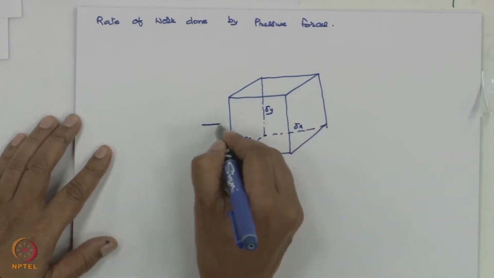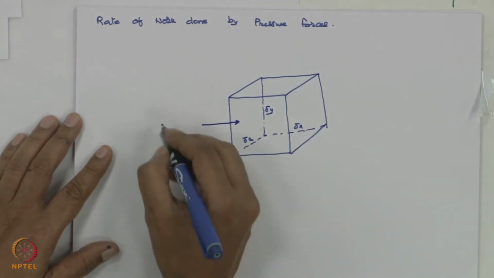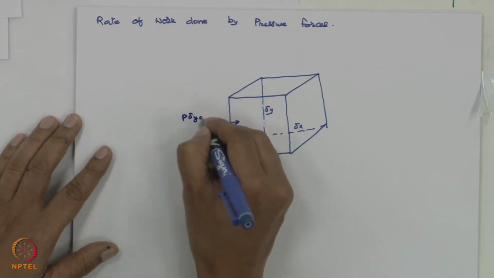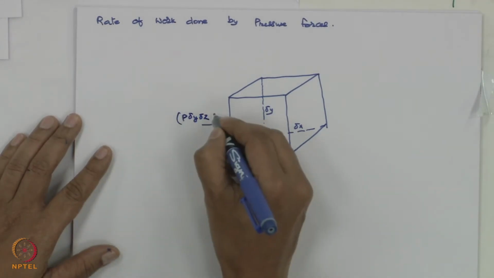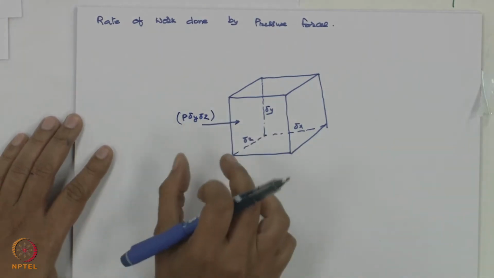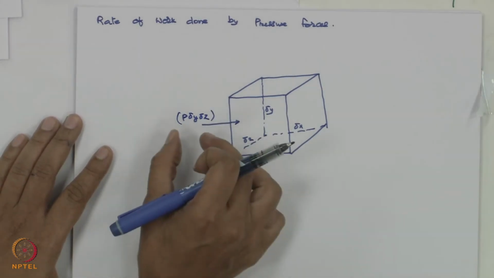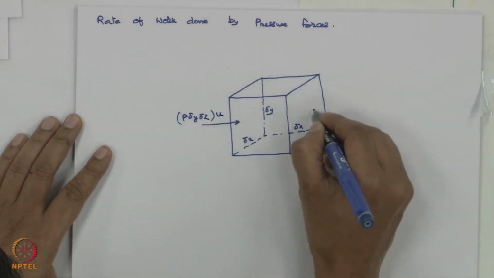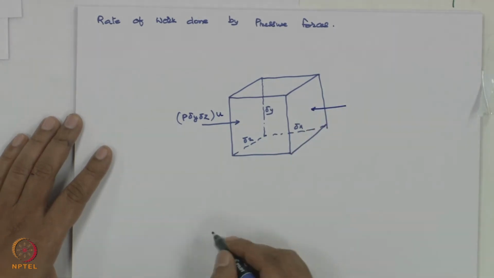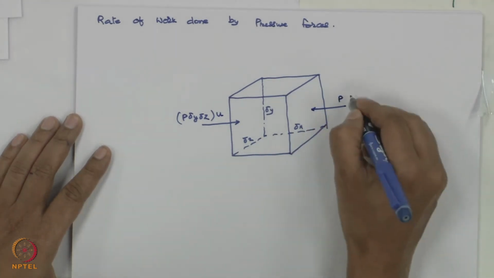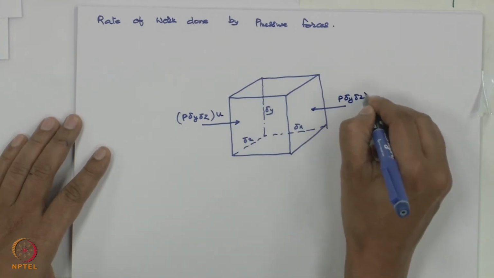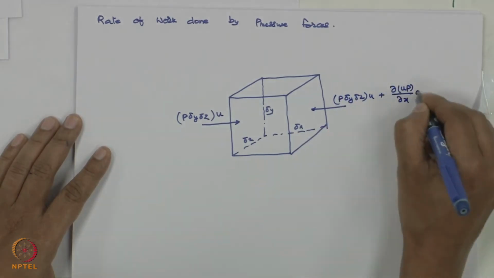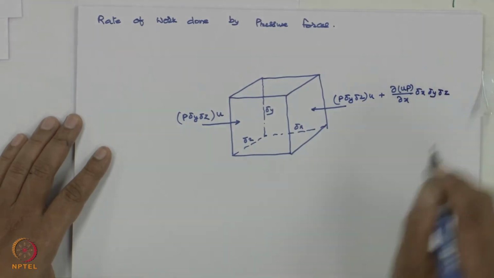So you have pressure force which is acting, so that is P delta y delta z into rate of work done. Rate of work done is force into velocity. So this is the force P delta y delta z. Velocity in the x direction is u. So again, which is acting on the other side is P delta y delta z into u plus del of up by del x delta x delta y delta z.